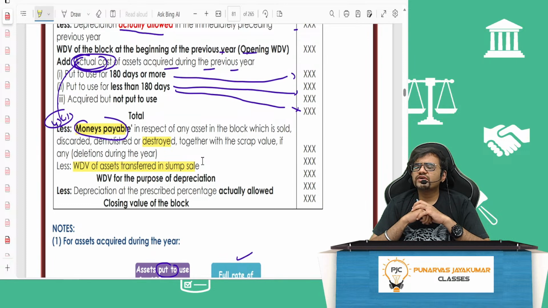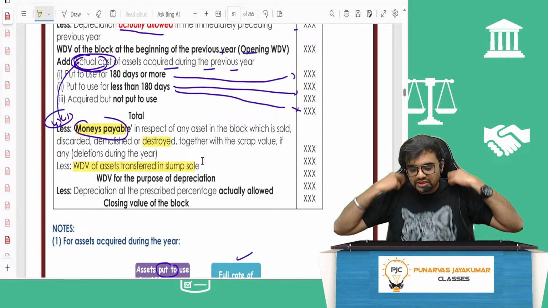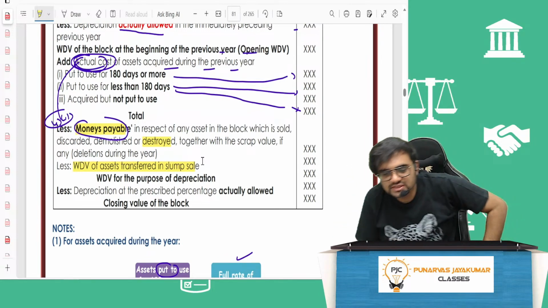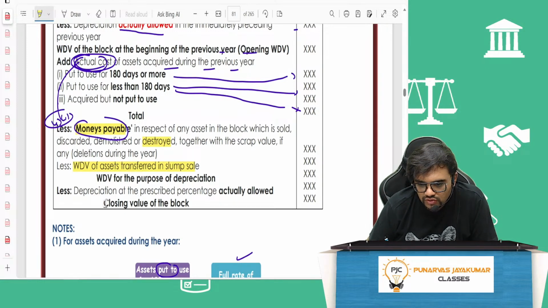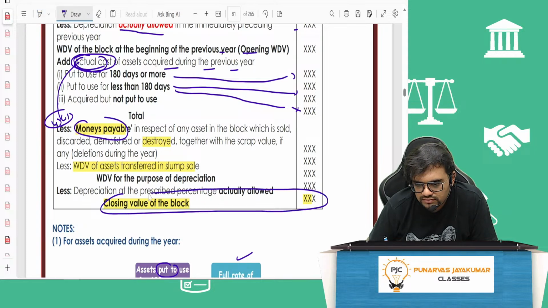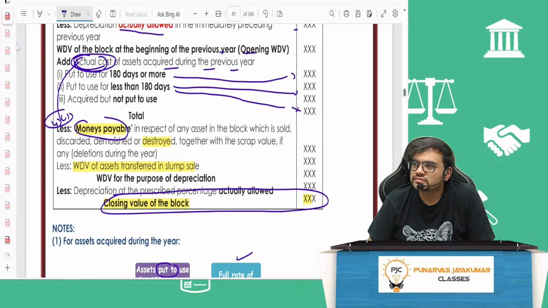And then what I get finally is WDV for the purpose of depreciation. To that I subtract what? Depreciation as per the prescribed percentage this year actually allowed. And what will I get in the end? Closing value of the block. I will get the closing value of the block. Very, very simple. Closing value of the block.